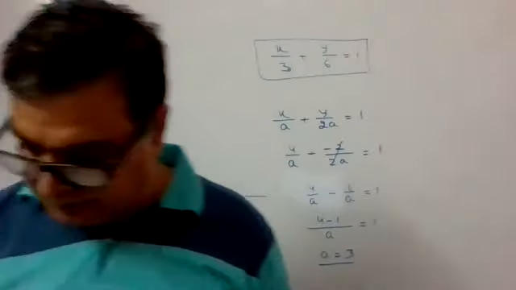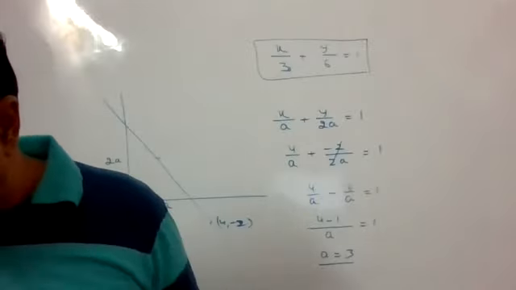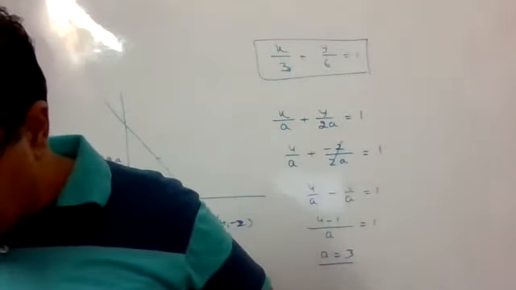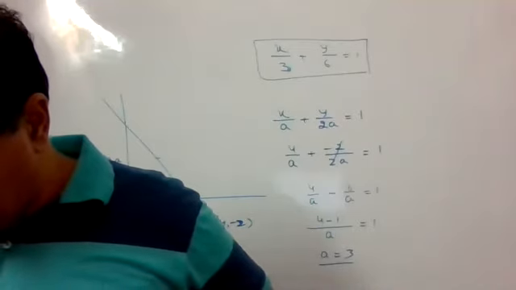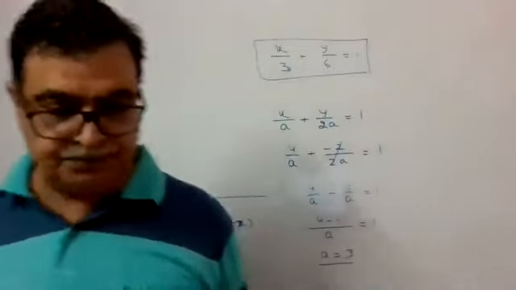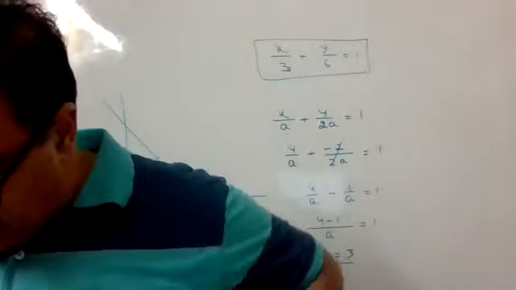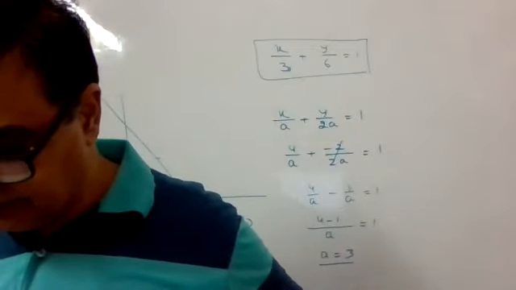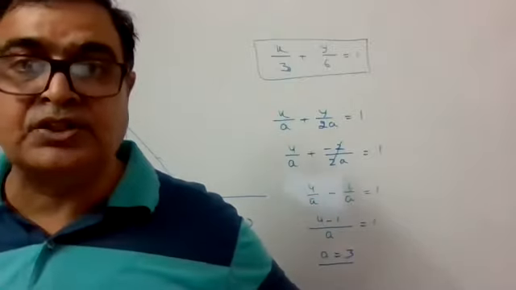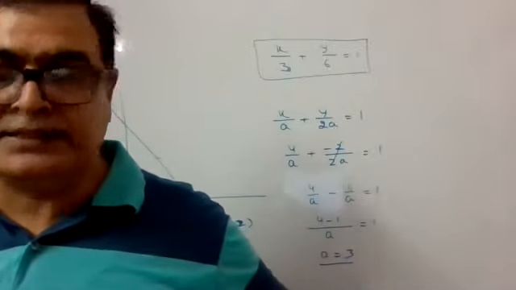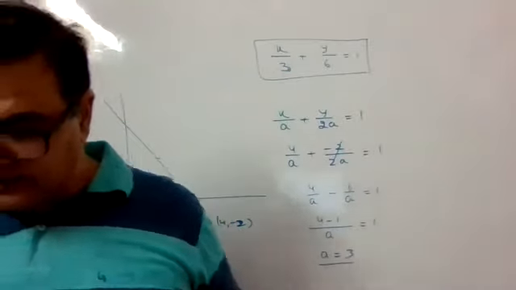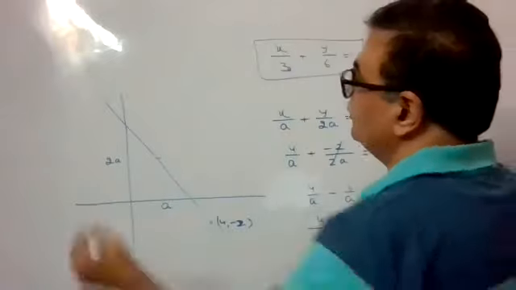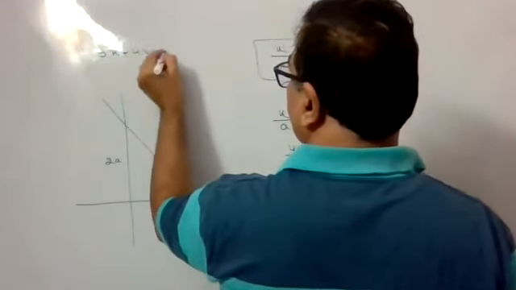Next question please. Find the equation of straight line whose intercept on x-axis and y-axis are respectively twice and thrice as of those of the line which is given by 3x plus 4y equal to 12.